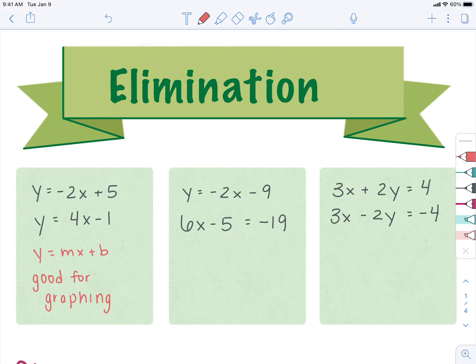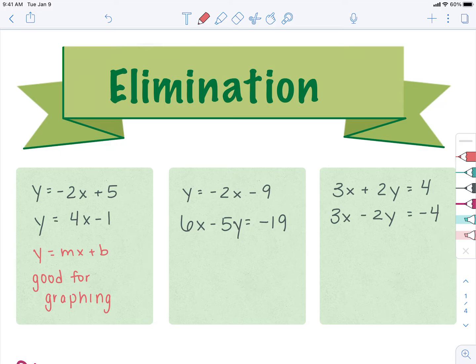That middle system, the y equals negative 2x minus 9 and the 6x minus 5, there should be a y here, equals negative 19. Those equations aren't really set up for us to graph because they're not both in y equals. The top one is, but the bottom one, if I tried to get that in y equals, I'm going to end up with decimals, I'm going to end up with fractions. Not the greatest numbers for me to graph and try to get an accurate picture of in order to get a solution.